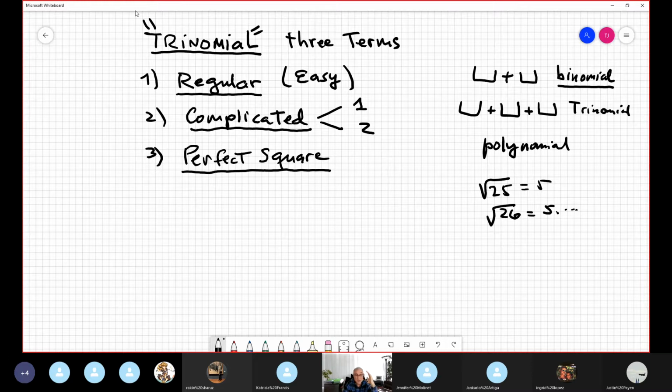So we study now trinomials. I want to start with the easy part, the regular one. Suppose problem 13 is x squared plus 7x plus 12.